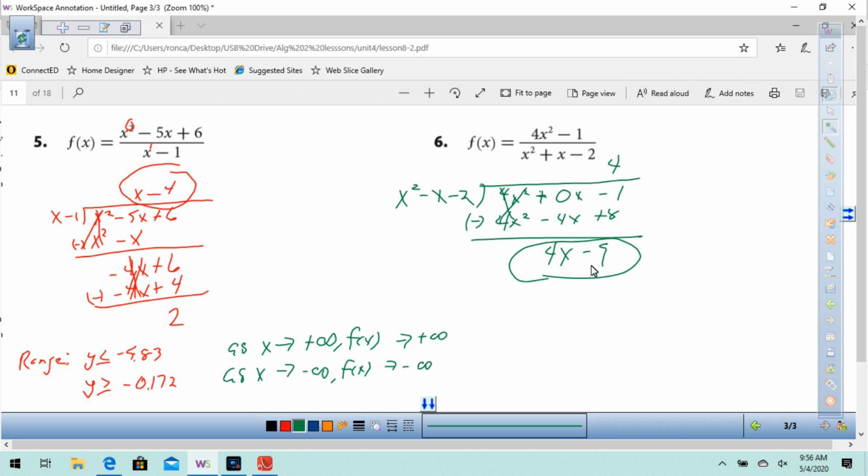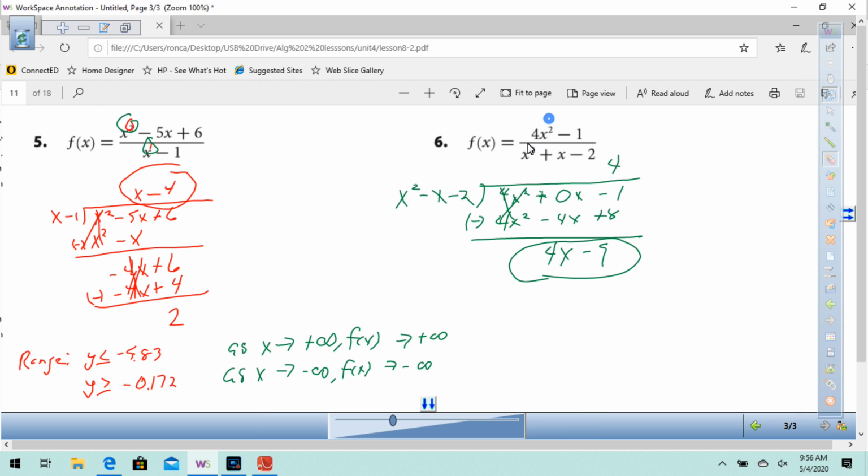Now this time we don't have a slant asymptote, and we can recognize it. We can recognize it because this is the same as that. The only time that you have a slant asymptote is when the numerator has a degree 1 more than the denominator, like over here. Okay.